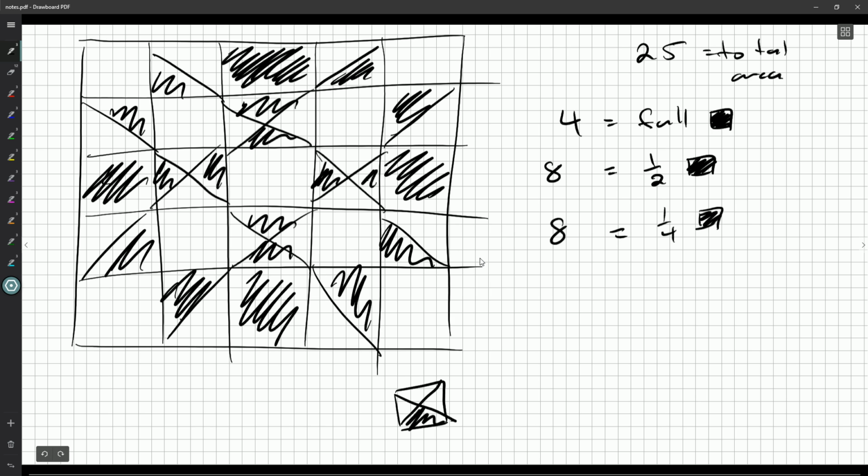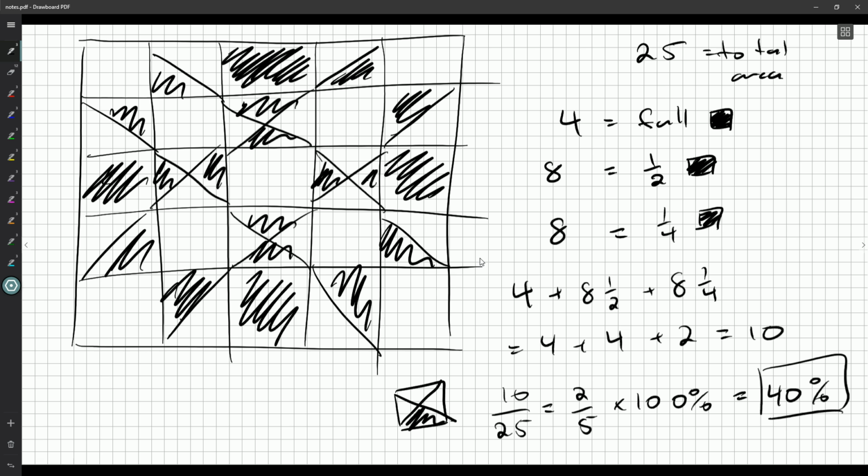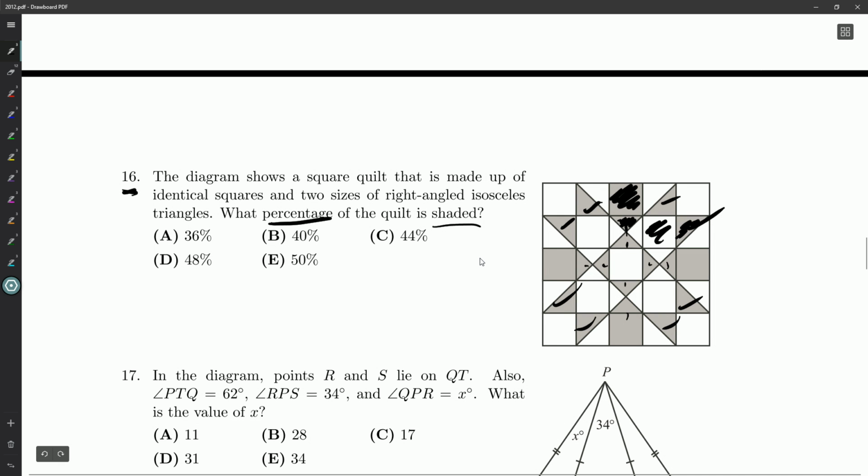Okay, so how much of the area is shaded? Well, 4 of them plus 8 times a half plus 8 times a quarter. That's going to be 4 plus 4 plus 2. That's going to be 10. So we need 10 out of 25. That's the fraction. You could say 2 out of 5 if you wanted. But we need it as a percentage, so we multiply by 100%. So the shaded area is going to be 40% of the total. And 40% is one of the possible answers. It's B.